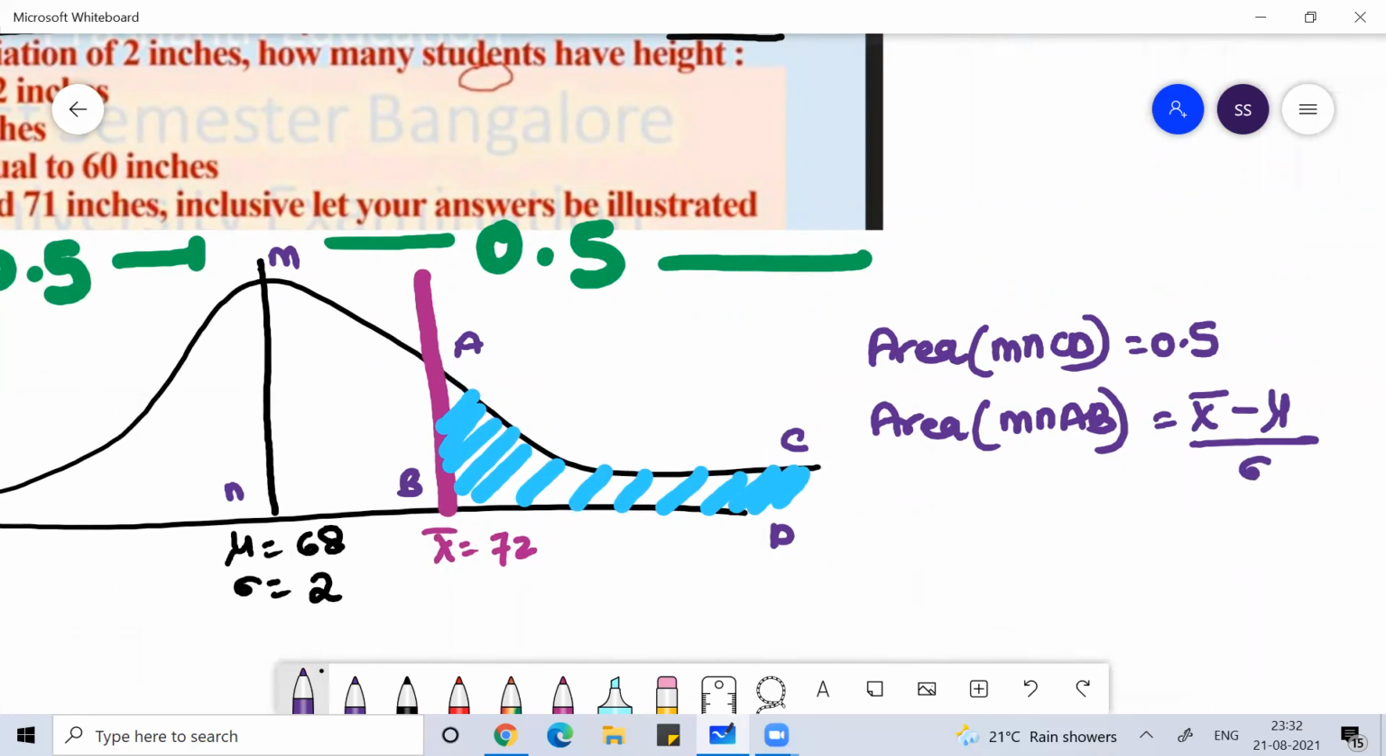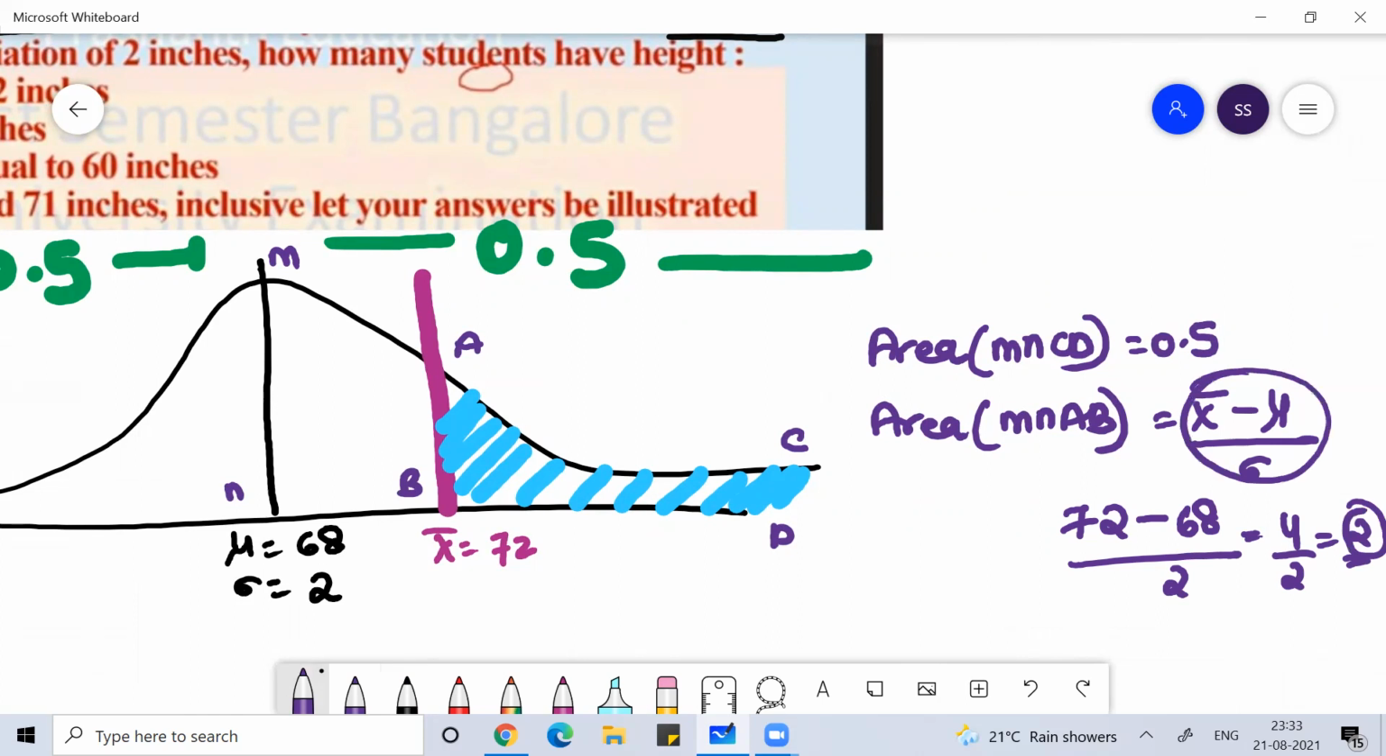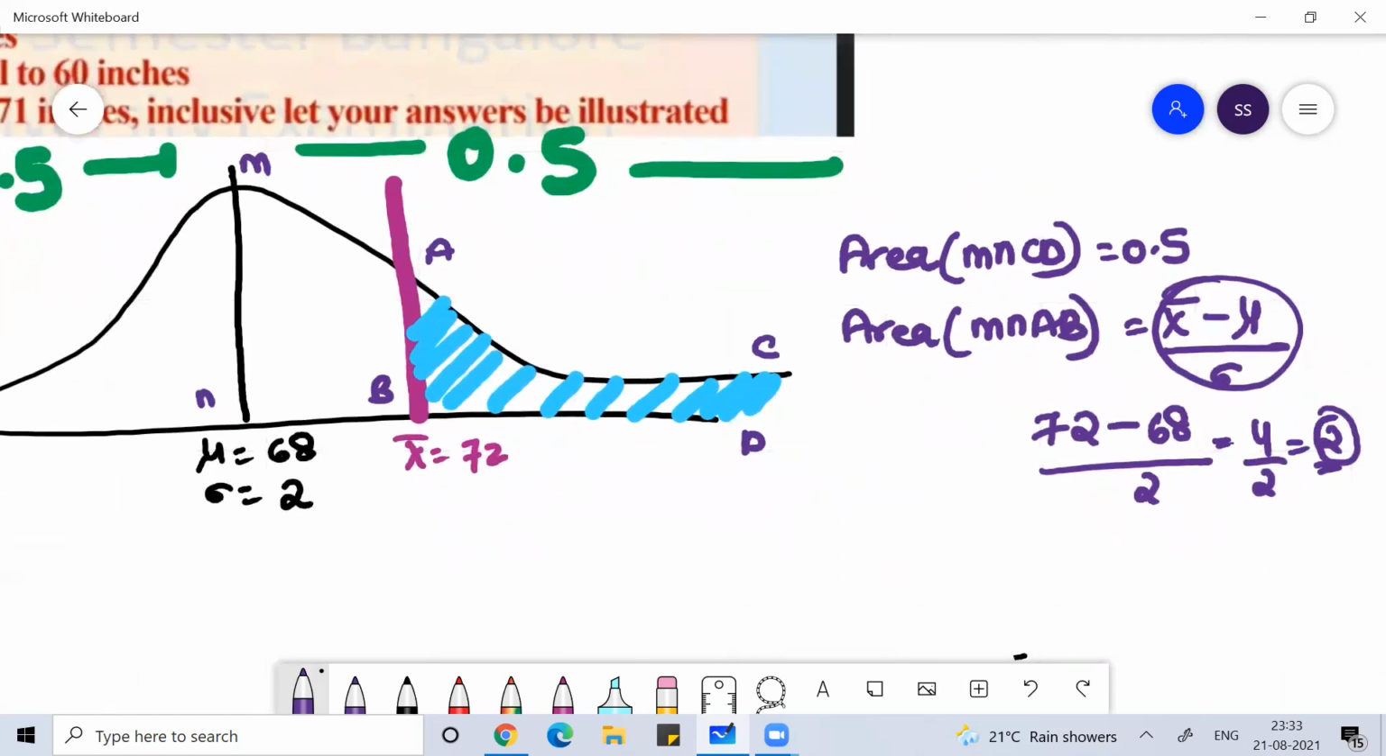With this formula, you can always find the area from the central part to any other point in the graph. So x bar here will be 72 and mu would be 68, by sigma. Sigma is 2. This is 4 by 2, which means 2. So you need to find the area corresponding to the z value. When you use this formula, you will get a mathematical value, and whatever you get, you need to observe.